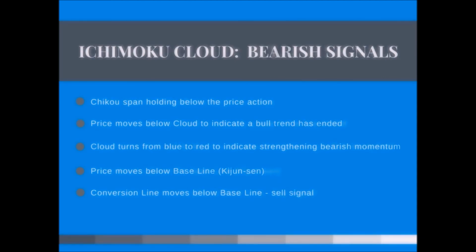Bearish signals are opposites. Of course, the Chikou Span holding below the price action is bearish. The price moving below the cloud to indicate a bull trend has ended is bearish. The cloud turns from blue to red to indicate weakening momentum, or as I've written here, strengthening bearish momentum. Price moves below the baseline, that's also negative. The conversion line moves below the baseline is a sell signal, just like a moving average crossover.